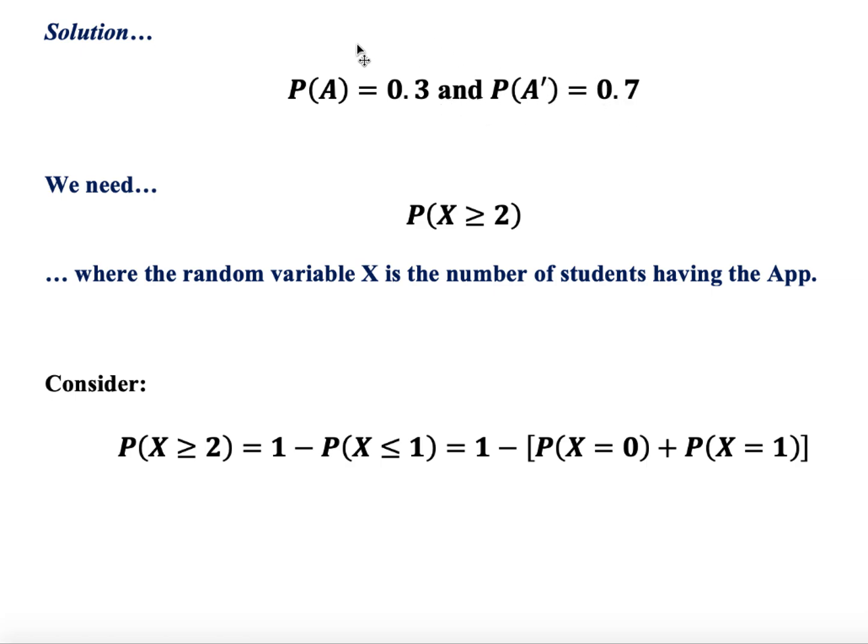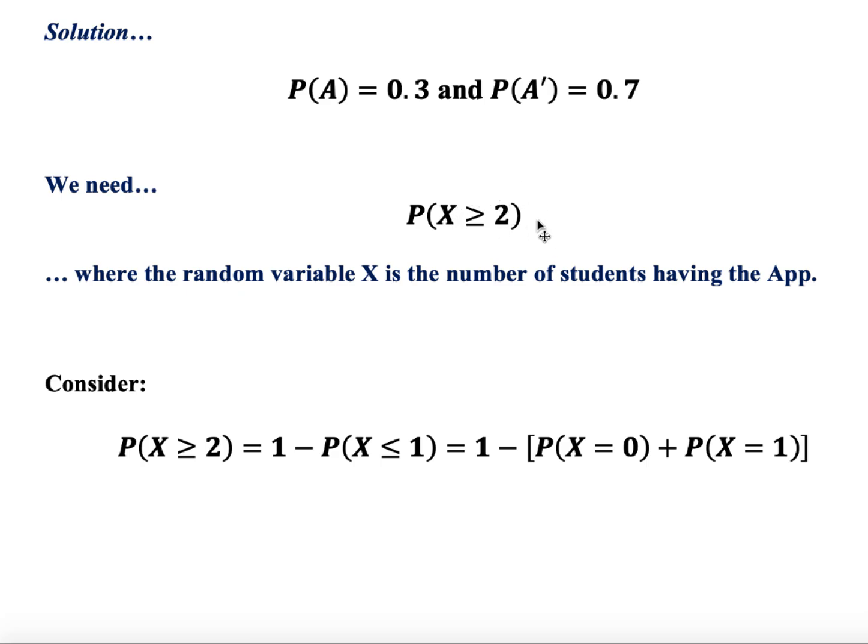That's your failure. Showing this kind of notation to an IB examiner would be quite useful to show that you're on the right track with the binomial. We need the probability that x, that random variable, is actually 2 or more, so greater than or equal to 2, where that random variable x is the number of students having the app.